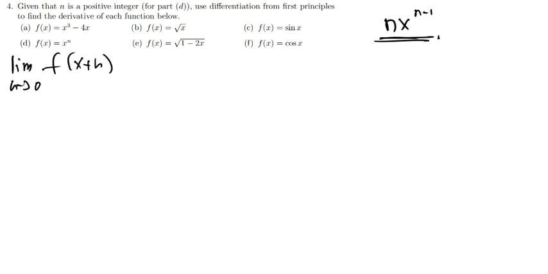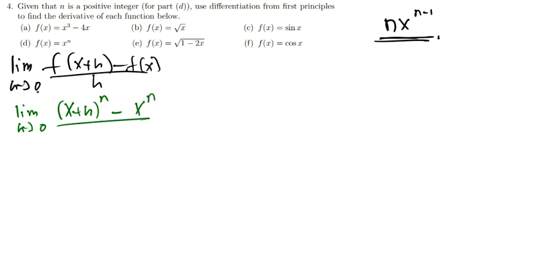So the first principle states that the limit as h approaches 0 of f of x plus h minus f of x, divided by h. One thing should come to our mind is that where there is x, we are going to replace it with x plus h. So I'll have the limit as h goes to 0 of x plus h, raised to the power n, minus the original function, x raised to the power n, and I divide this by h.